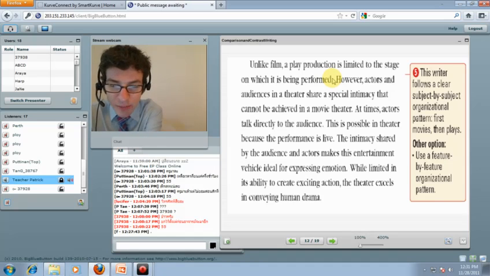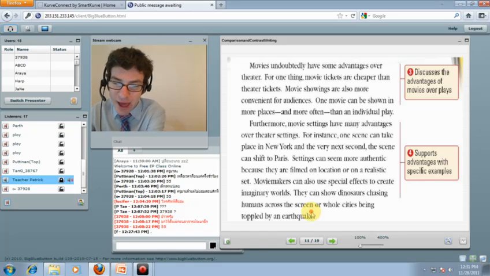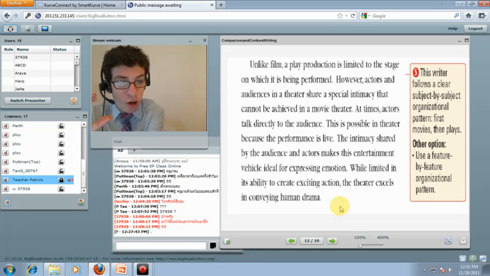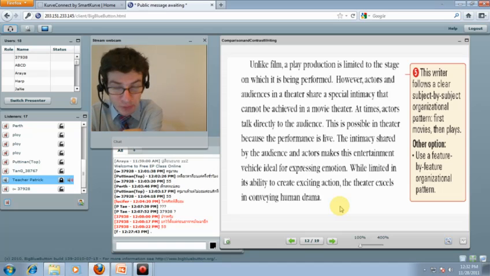Okay, guys, what we're talking about here is how we have differences. And the last slide talked about how movies can have special effects and they can go all sorts of places and it can give more realistic feels to stories. But now we're talking about how plays can show emotion. So we discussed advantages of movies, now advantages of plays. Sets around the world and special effects for movies, now we have emotions for plays. Our last sentence. While limited in its ability to create exciting action, which we just talked about, the theater excels in conveying human drama.